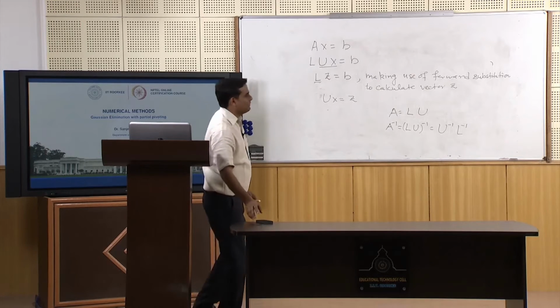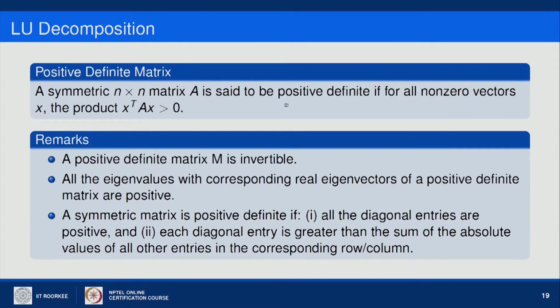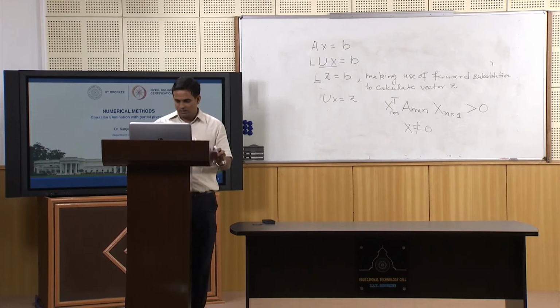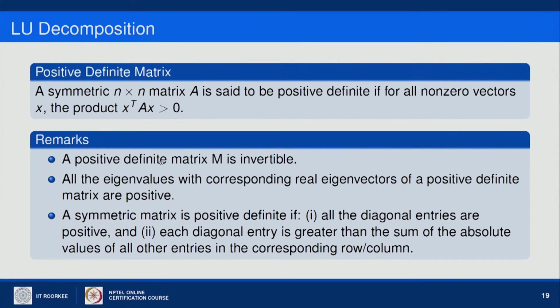Now, what do we mean by a positive definite matrix? A symmetric n by n matrix A is said to be positive definite if, for a non-zero vector x, the product x transpose A x comes out positive. There are some other properties of a positive definite matrix. It will always be invertible, meaning the determinant will be positive, non-zero. All the eigenvalues with corresponding real eigenvectors of a positive definite matrix will be positive.